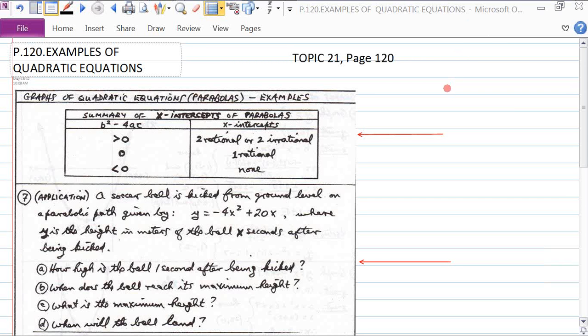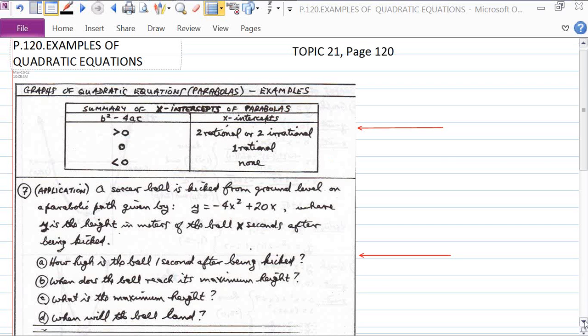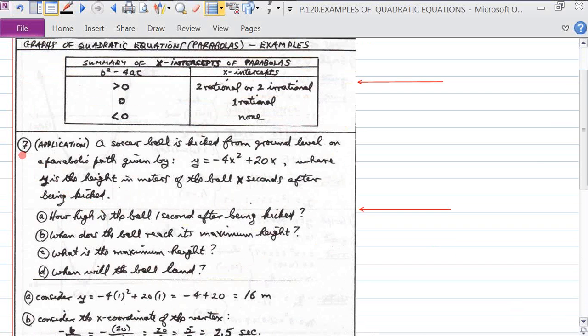So we're on page 120, topic 21, and we're going to be looking at two things in this video. We're going to look at how we can analyze the discriminant b squared minus 4ac and determine the number of x-intercepts that the parabola has. That's the first part of what we're going to do. And the second part, we're going to look at the application of the quadratic equation to a quote-unquote word problem. Instead of just being an equation, we're going to apply it to a problem concerning a soccer ball.